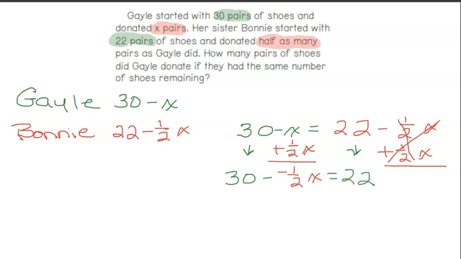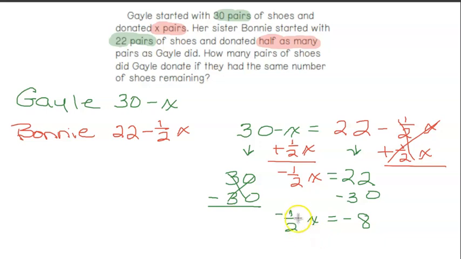Okay, so now what I need to do is, I just realized I put that minus twice, so I needed to get rid of that. I need to subtract 30 from both sides. And we have negative numbers, but we're going to end up with a positive number. That cancels out. Bring down the negative 1/2 x, and 22 minus 30 is negative 8.